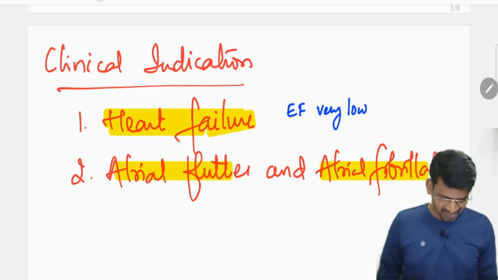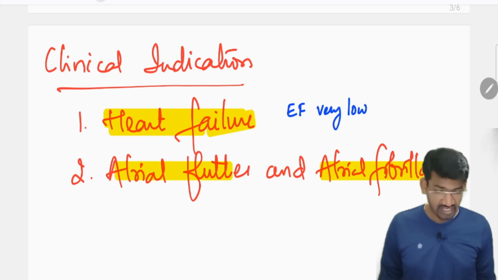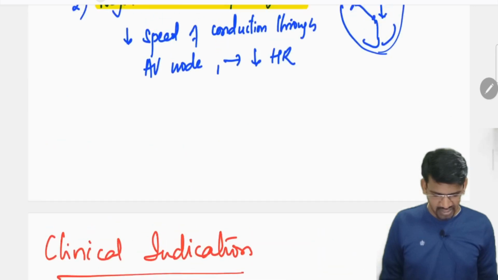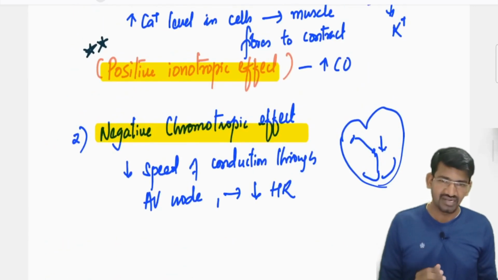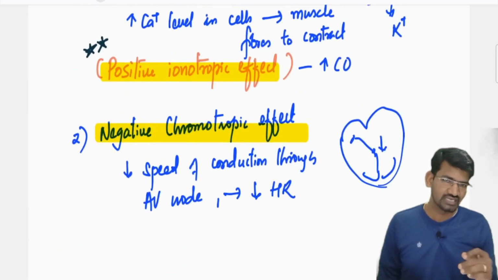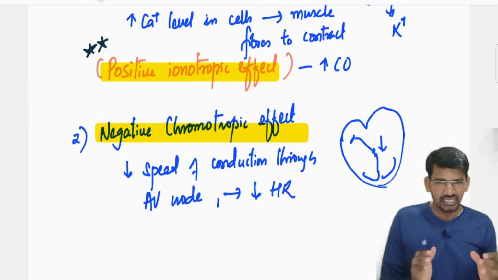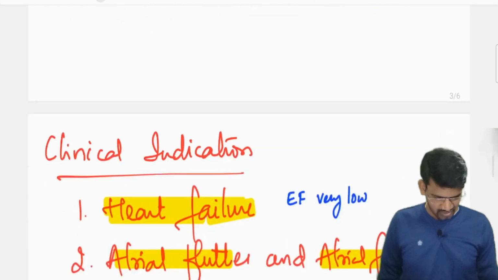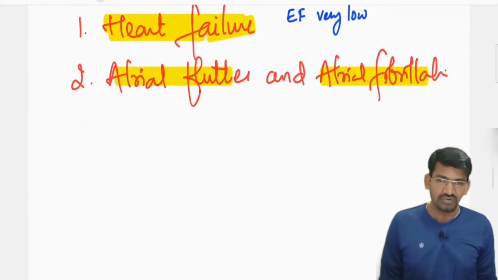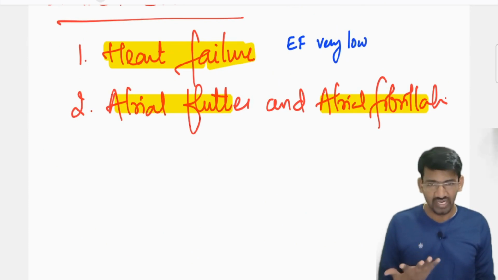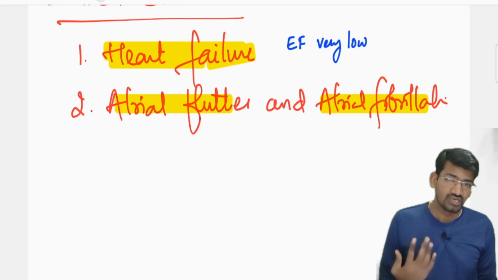Here these are actually atrial arrhythmias. As I discussed in the mechanism of action, it decreases the speed of conduction through the AV node and thereby decreases the heart rate. Whenever there is atrial flutter or atrial fibrillation, you can see the heart rate going more than 180 or 200, even 250.